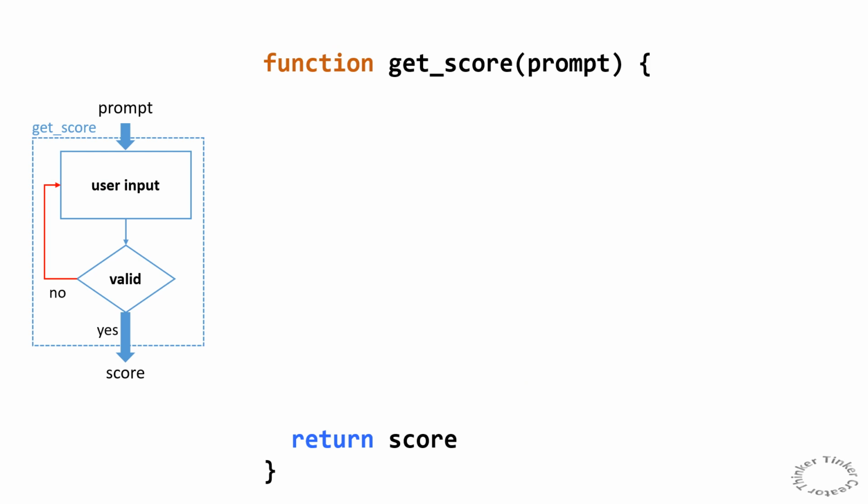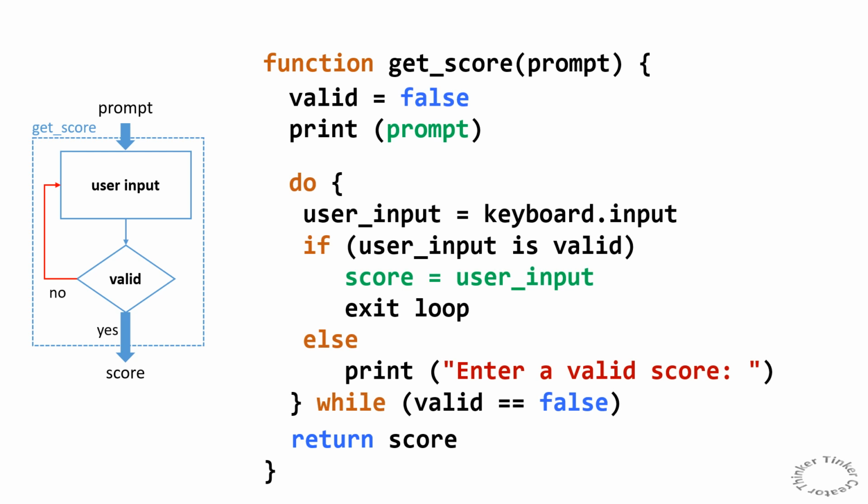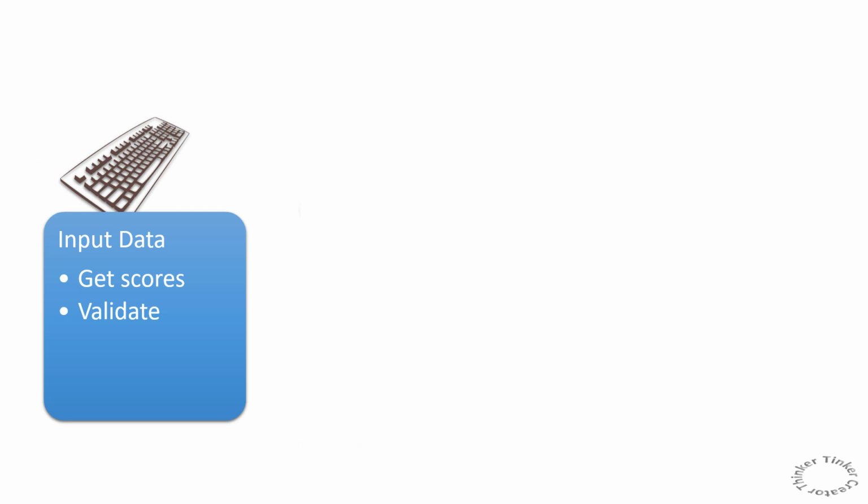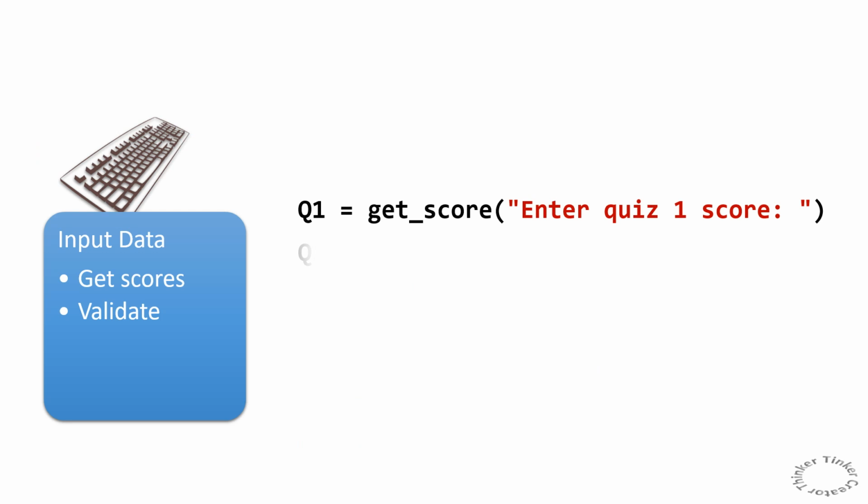Here we have a function. It has an input parameter, prompt. This is the text that asks the user to enter the score. It has a return value, score. This is the user input converted to a number format. And we copy and paste the previous code inside the function. Changes are highlighted in green. Thanks to the function, our code is simplified to 3 lines.